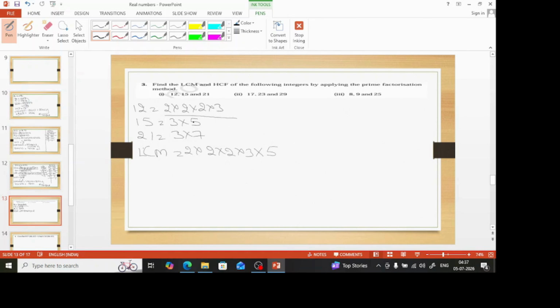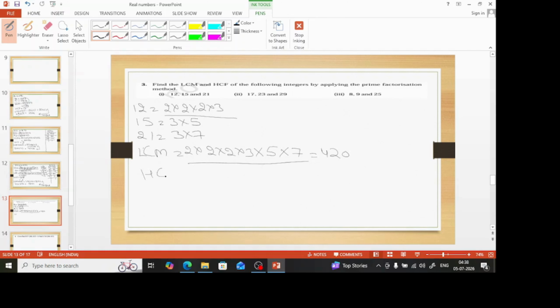5 is not taken, so we will take 5. Now let's go to the third number. 3 has come already, we will not take 3. 7 has not come, we will take 7. The LCM will become the product of all these numbers, 1, 2, 3, 4, 5, 6, and if we multiply these numbers, we will get 420.